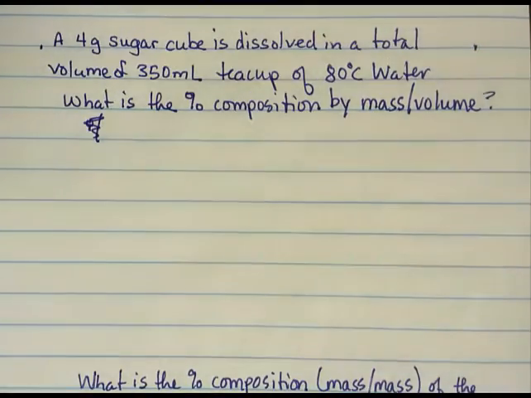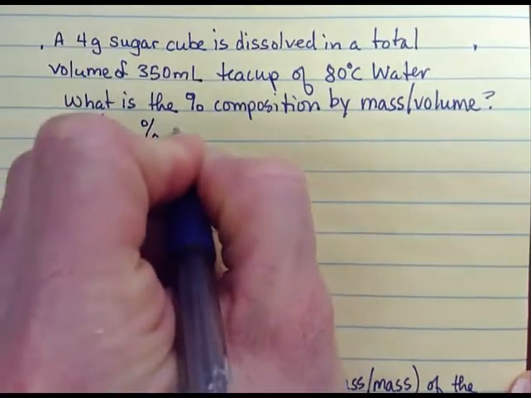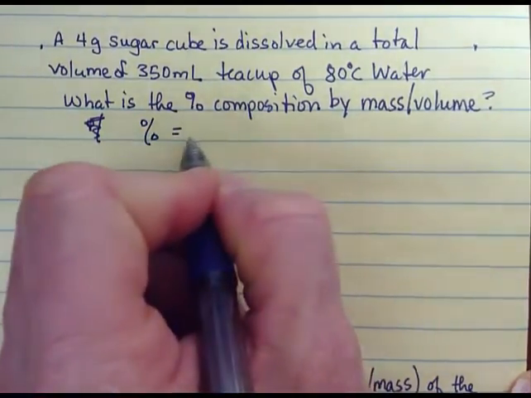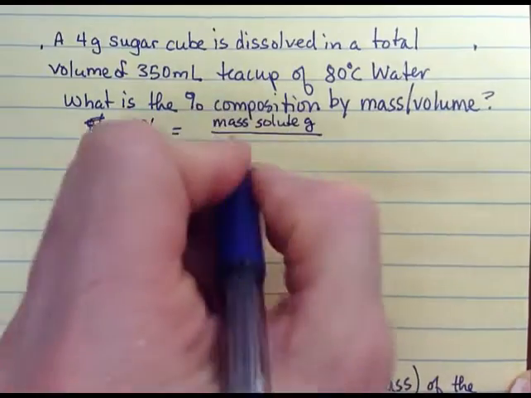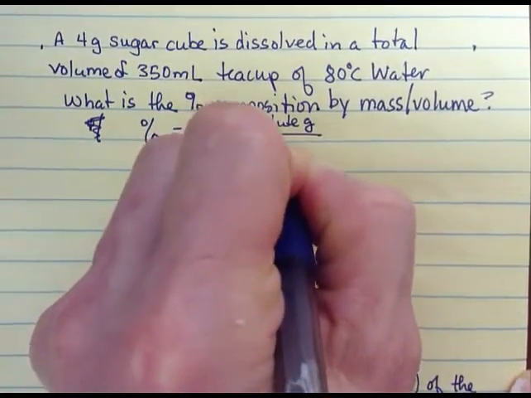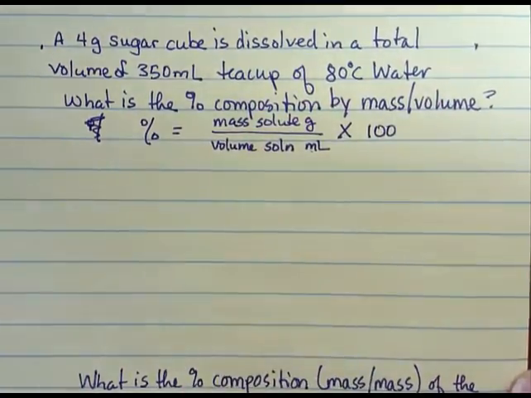All right, so let's work this first problem. We have a 4-gram sugar cube that is dissolved in a total volume of 350 mL of a teacup full of 80-degree water. We want to know what is the percent composition by mass to volume. We know our equation for mass to volume percentage is the mass of the solute in grams over the volume of the solution in milliliters, multiplied by 100, and that's going to give you the percent.